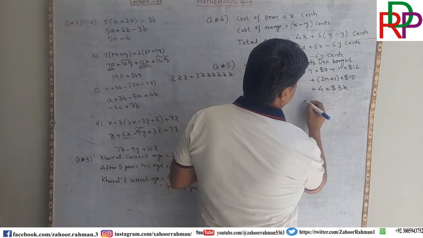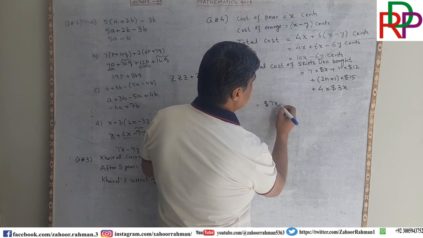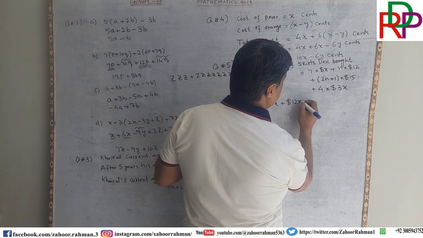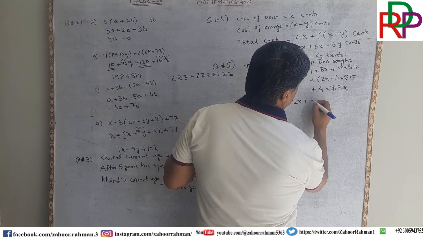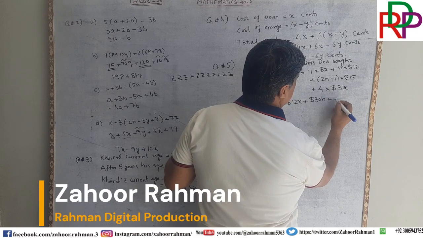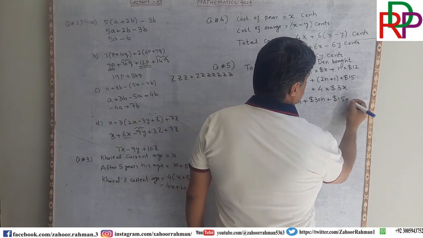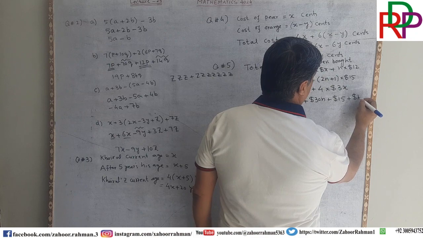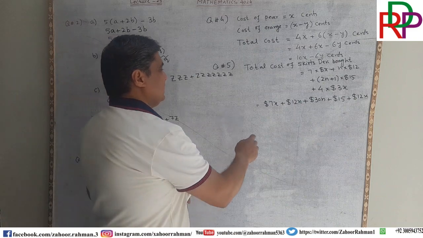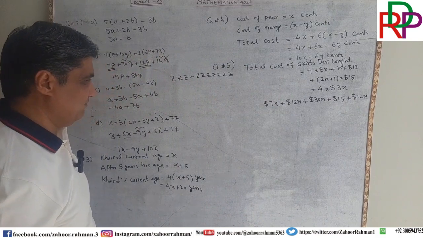Now we will write first as $7x plus $12n plus $30n plus $15 plus $12x. Now we have to add x with the x, n with the n, and write the constant separately.